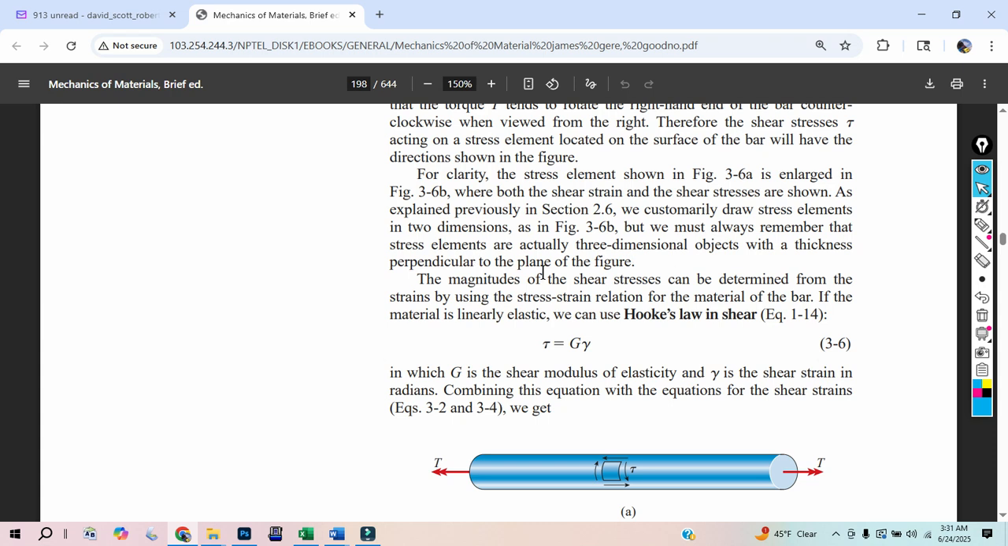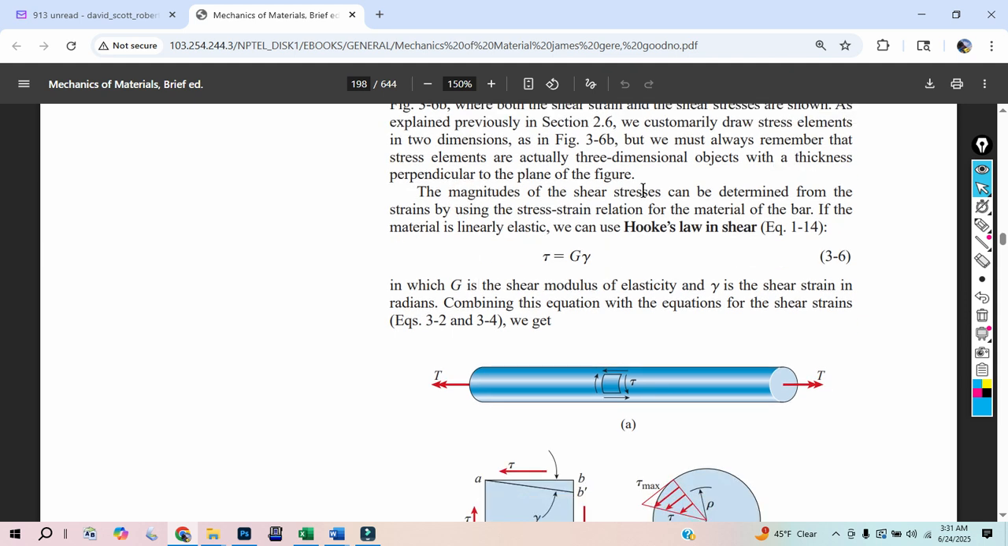All right, so the magnitude of those stresses can be determined from the strains. We have this idea of Hooke's law. If we have a square, I can go 4 millimeters right there if this was a distance of 1,000.